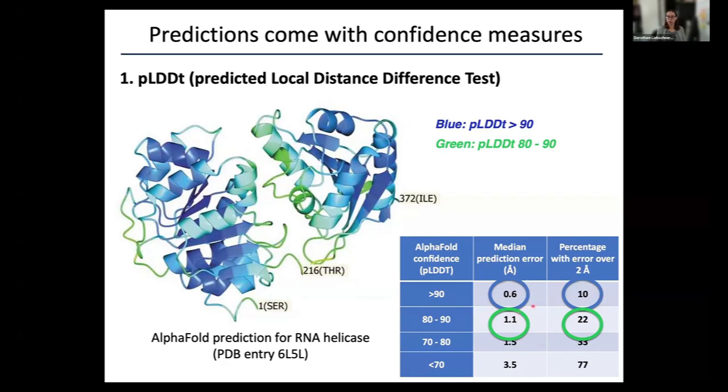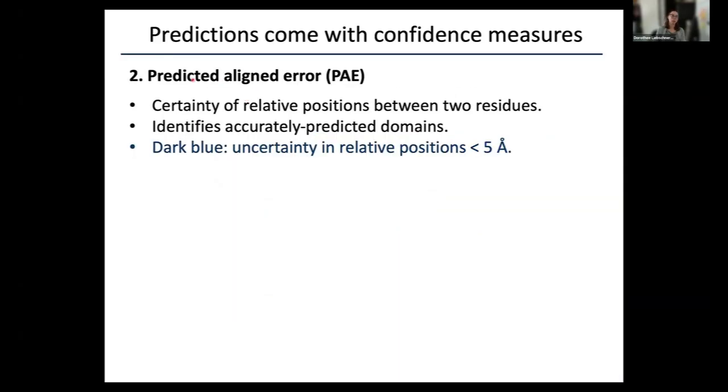And here in the lower right, you have again this little chart so you can see what coordinate error that corresponds to. Now, this is the first confidence measure that we get with AlphaFold predictions. That's the PLDDT, and there's a second one, called the predicted aligned error, or PAE. This confidence measure essentially informs us about the certainty of relative positions between two residues. And in the end, this will basically identify accurately predicted domains.